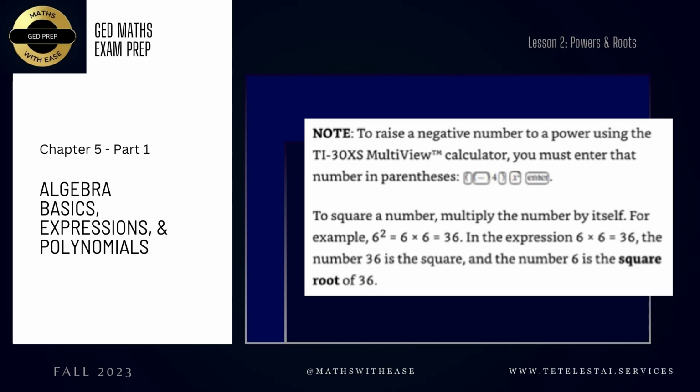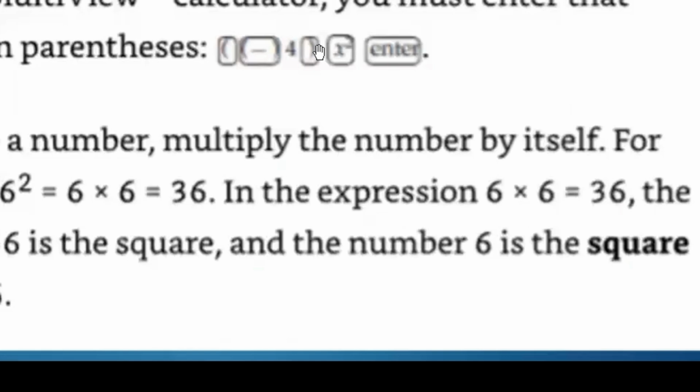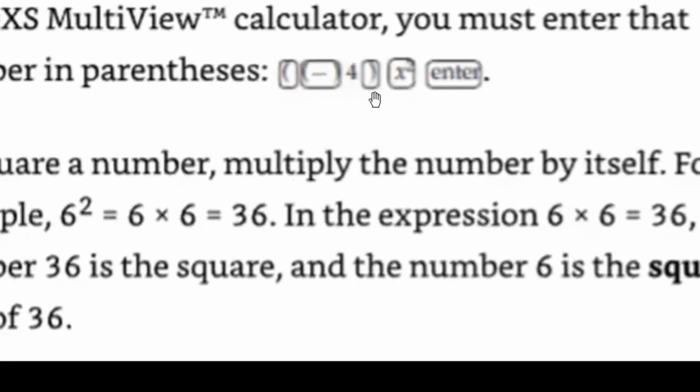To raise a negative number to a power using your calculator, you must enter the number in parentheses. If you don't enter the parentheses, the calculator is going to assume that you're asking it to raise a positive 4 to the power of 2. And that goes back to the example we were looking at with the numbers in the row. And then we worked on our operations, and you're like, well, what's going on here? Shouldn't this be negative 21?